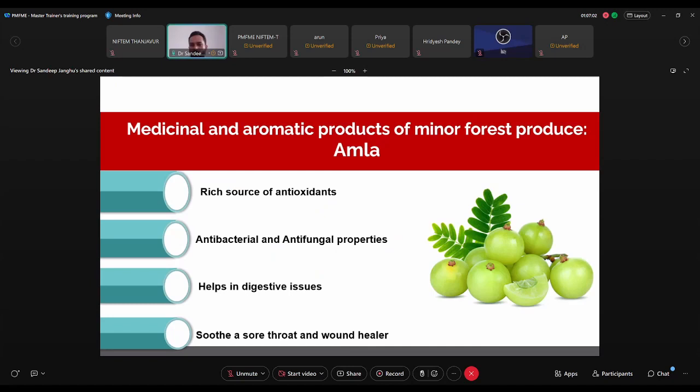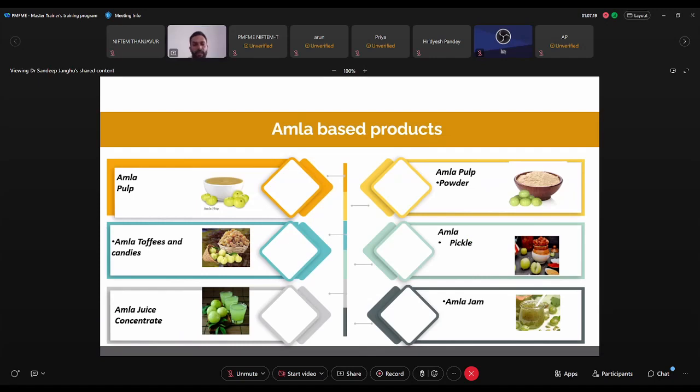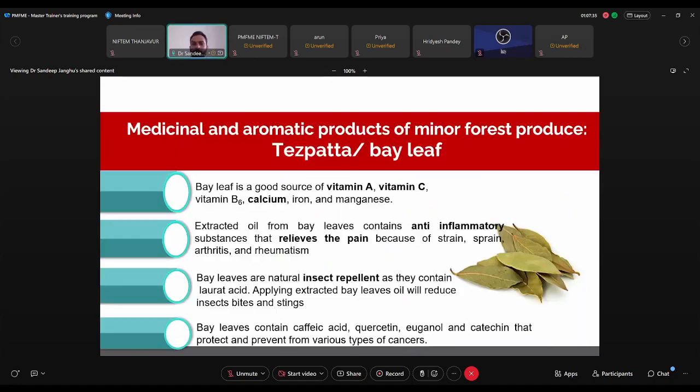Indian gooseberry, amla, you are all familiar. It is the best source of vitamin C, antioxidants, with antibacterial and antifungal properties, helps in preventing digestive issues, and has so many other medicinal properties. It can be consumed raw as well as in the form of pulp, powder, paste, pickle, toffee, and candy. We can even make preserve and jam from amla. Fresh amla juice can also be made, preserved, packed and sold.